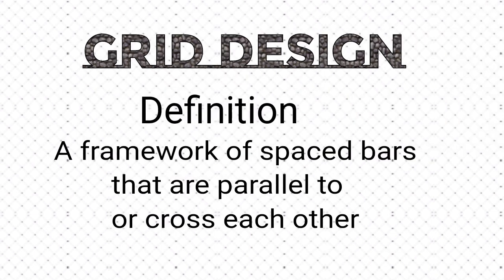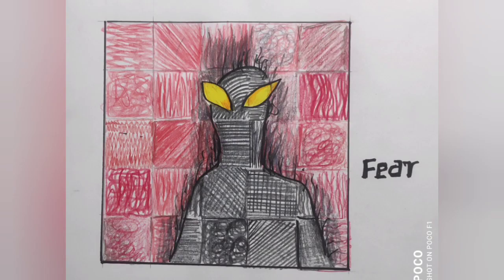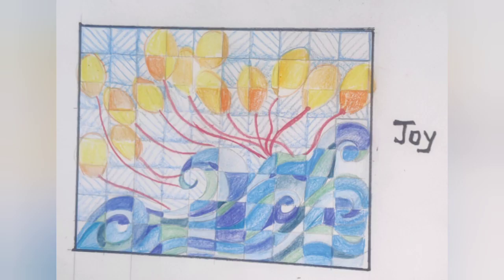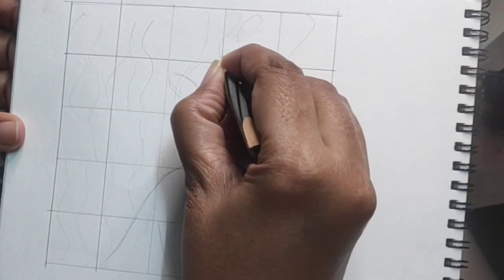So, what do you mean by grid? By definition, it is a framework of spaced bars that are parallel or cross each other. So, something similar to this is called a grid. In this video I'm going to show you how to draw grid design. I've used fear and joy, these two themes. Now I'll tell you what the thought process is.